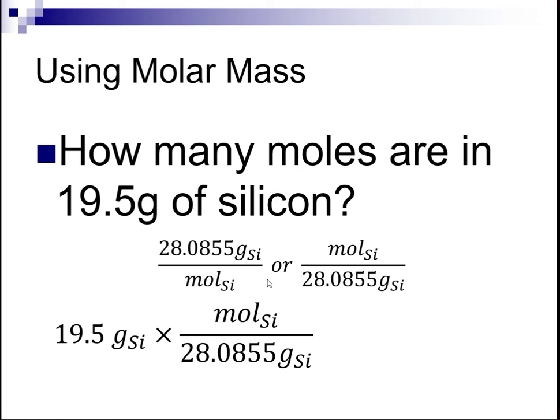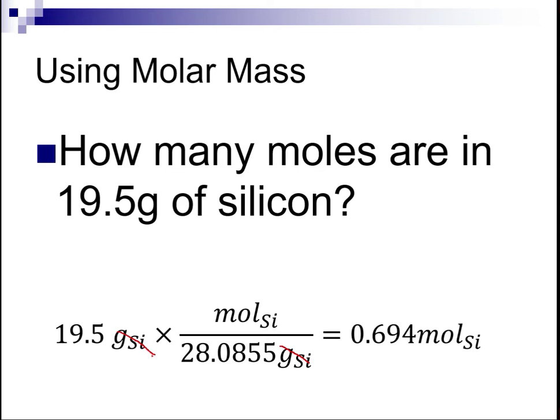Grams cancel. Let me get my pen so I can cross it out. Grams cancel. I'm left with moles. So that means the number of moles I have is 0.691. And that makes sense. I don't have quite a mole. A mole would be 28 grams, and I only have 19. So I have less than a mole. 0.69 is less than a mole.